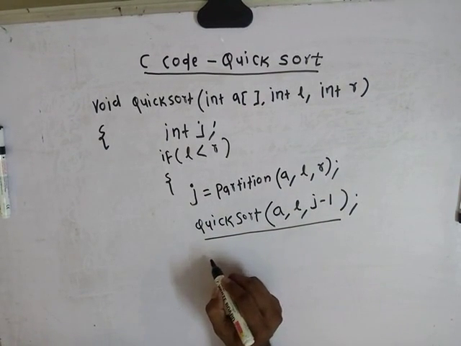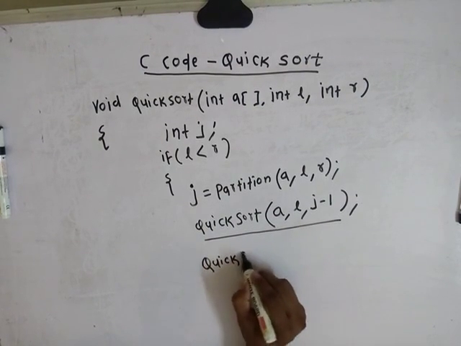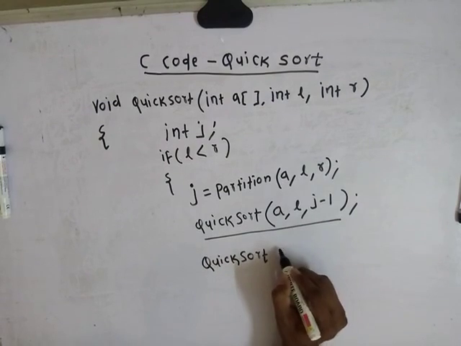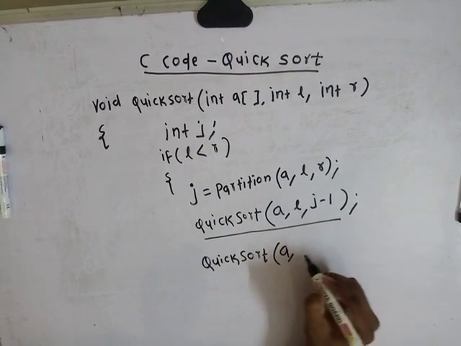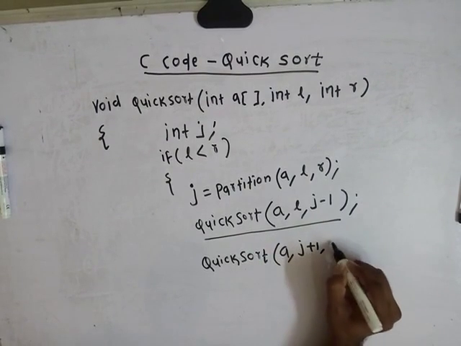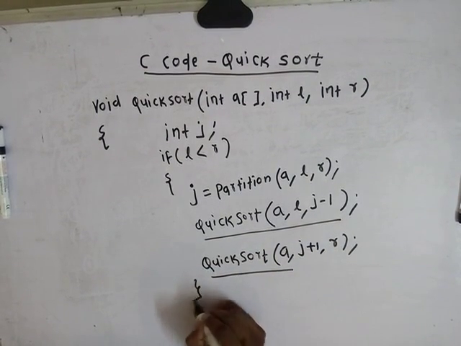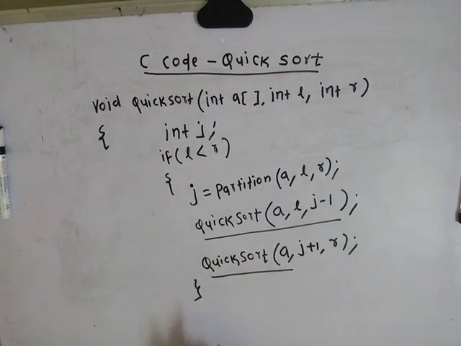Once we get the left part sorted, we'll sort the right part by using the second quicksort call. Right part is starting at j plus 1 and it is ending at R. So this call will give us the right part sorted, and that's where this quicksort procedure ends.